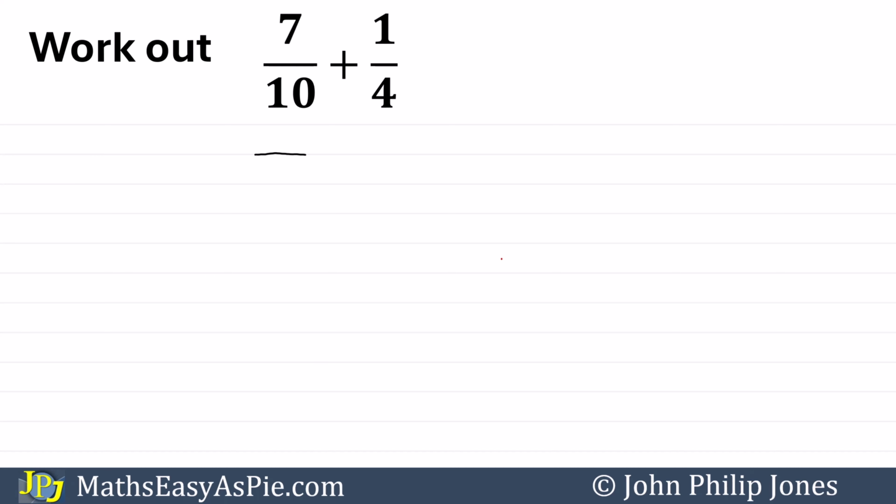So we write the 20 down, as you can see, and this is going to be the denominator for the final result. 10 divides into 20 two times, and then we multiply by the 7, which is the numerator. 4 divides into 20 5 times, then we multiply this by 1, which is the numerator. Of course, we must remember to bring this plus sign down to here.